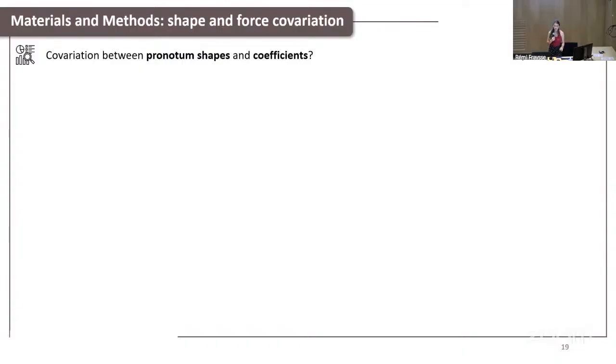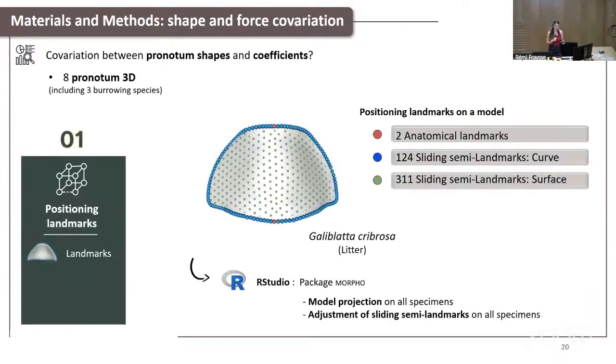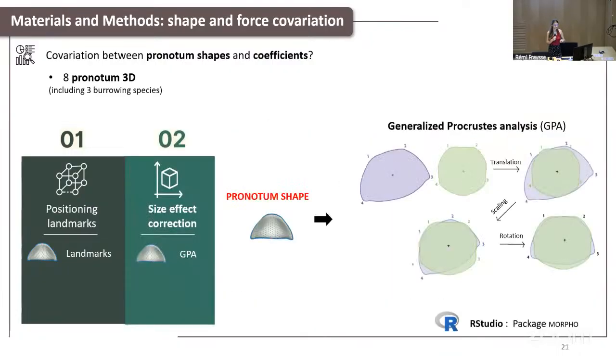Okay, so until now I've shown the force measurements as graphed, and next we wanted to know the link between the forces and the pronotum shape. So I used a 3D geometric approach to compare statistically the shape and the forces. First, I placed landmarks on all my 3D models, and I used R software to adjust them. I ran a generalized Procrustes analysis. It consists in translating, scaling, and rotating all the models to focus only on the shape.